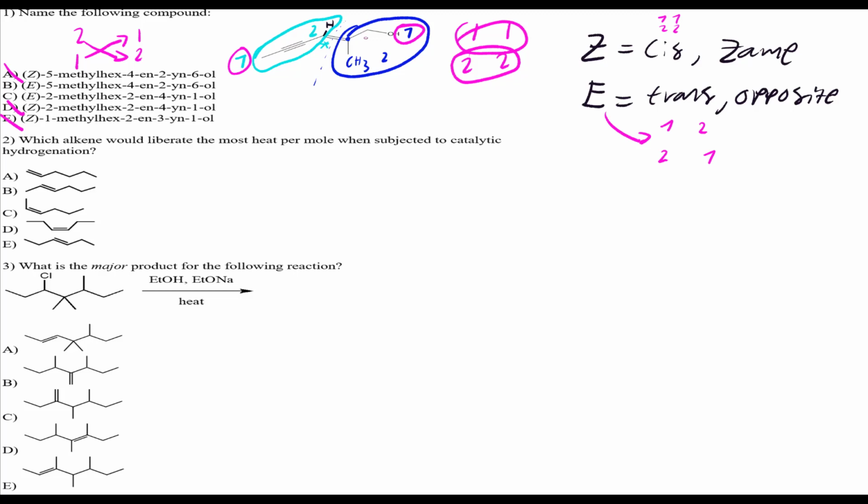So what we have here is that whenever you're naming compounds, remember nomenclature, you're going to start at the alcohol first. You don't care about the triple bonds or double bonds, you care about the alcohol first. You want the alcohol to be on the lowest carbon number, right? And then you want your longest chain to include the double bond and triple bond, right?